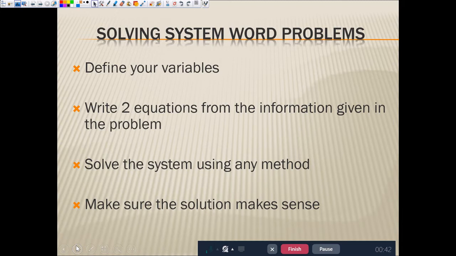If it's in standard form, we're going to solve by elimination. If it's in slope-intercept form, y equals mx plus b, we'll solve by substitution. Then we need to make sure it makes sense. We can't have a negative amount of people or a negative amount of roses, something like that. So it's just the same as solving regular word problems, except for now there's an additional step of using the system, okay?